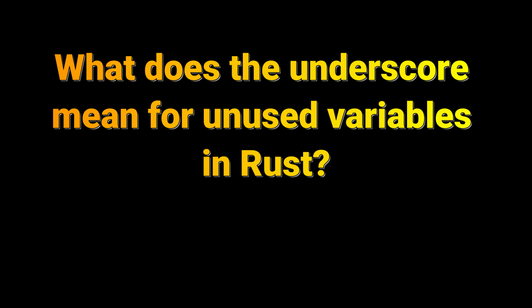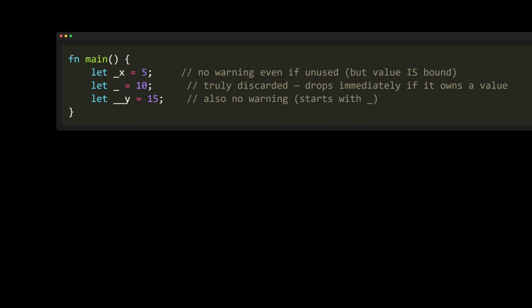Question: what does the underscore mean for unused variables in Rust? In Rust, using an underscore helps you avoid warnings for unused variables. If a variable name starts with an underscore, Rust will not warn you even if you never use it, and the value is still stored. If you use just a single underscore, the value is completely ignored and dropped right away. This is useful when you receive a value but do not need it at all.